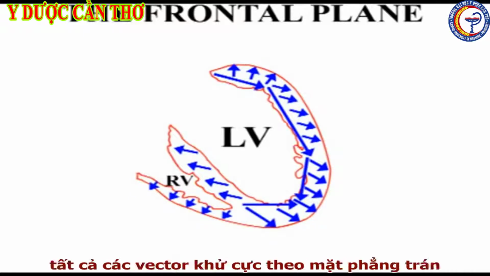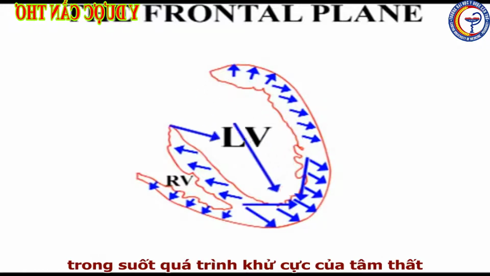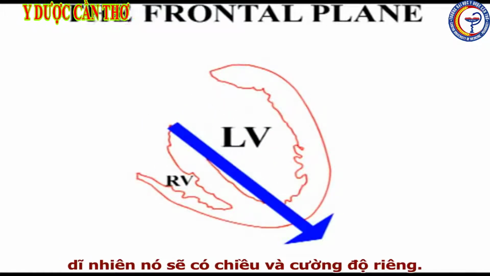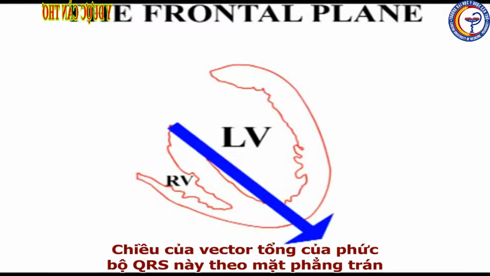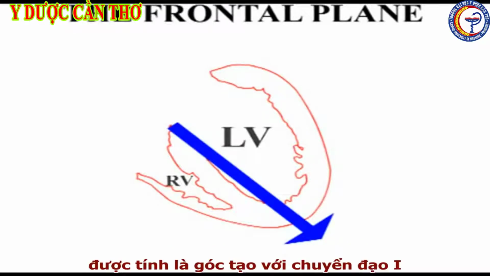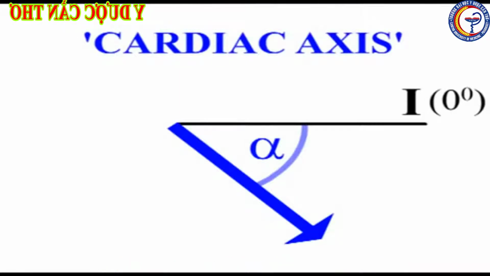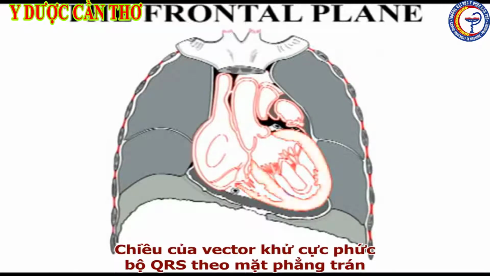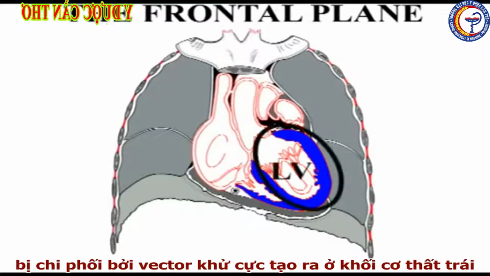If we add together all of the depolarization vectors occurring in the frontal plane throughout the duration of ventricular depolarization, we can generate an overall vector, which of course has a magnitude and direction. The direction of this total frontal QRS vector, defined by the angle it makes with lead 1, is the cardiac axis. In normal circumstances, the direction of the frontal QRS vector is dominated by the depolarization vectors generated in the large left ventricular muscle mass.